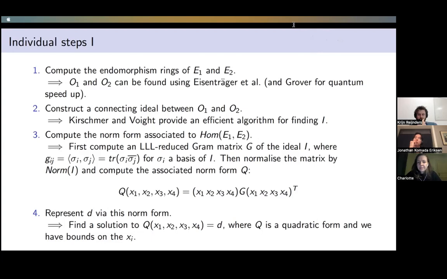And as I said before, our aim is to represent our integer D via this norm form. So basically what we want to do is find any solution where Q of x1 up to x4 is equal to D. And we can also compute some bounds on the values of xi, which makes it a little bit easier for us later on to actually work on the step.